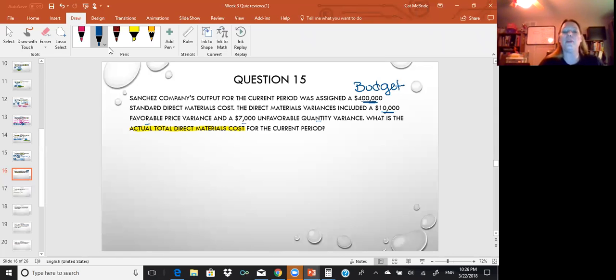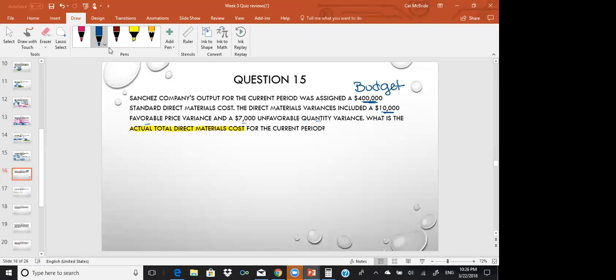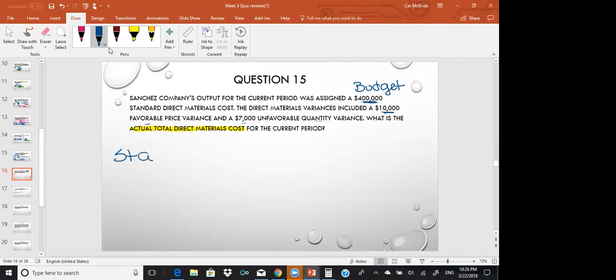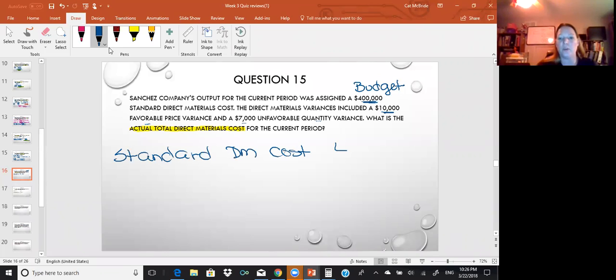So we know that those two combine together, right? So if I have a favorable variance of 10,000 and an unfavorable variance of 7,000, what am I going to end up with? $3,000 favorable variance. Right, $3,000 favorable variance. So when I take this, I'm going to say, all right, my standard, my budgeted direct material cost that I started out with was 400,000. That was what we planned.